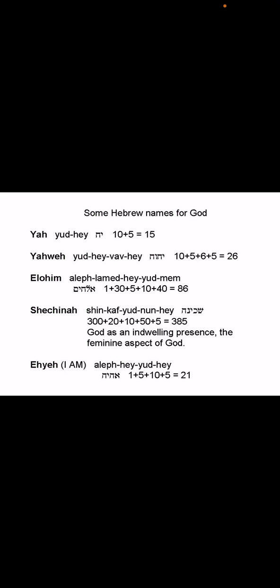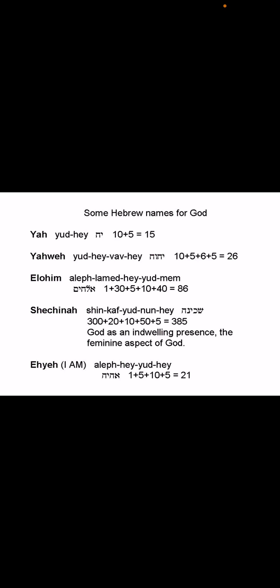Let's see, and if we look at the numerical value or gematria of Shekinah, that's Shin, Kaf, Yud, Nun, He, that's going to be 300 plus 20 plus 10 plus 50 plus 5, which adds up to 385. And now the final name for God that I want to introduce you to is one which may not be very familiar to you at all. It's Ehyeh, which translates as I am. It's spelled Aleph He Yud He, and the gematria of that is 1 plus 5 plus 10 plus 5, which is going to be 21.